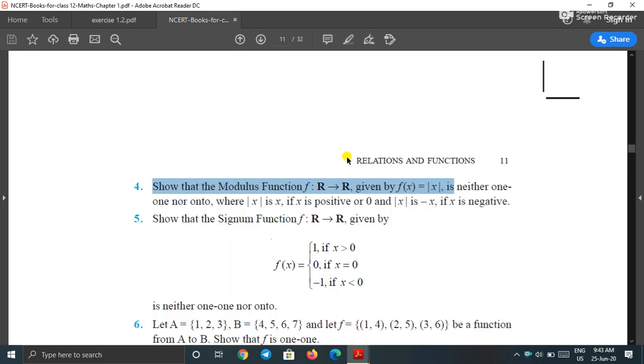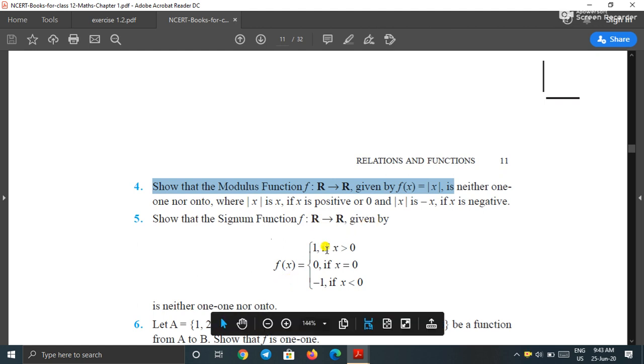Let us see the next problem. Show that the signum function f from the set of real numbers given by this definition, it is neither 1-1 nor onto.